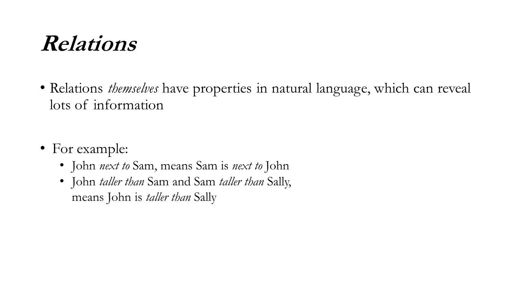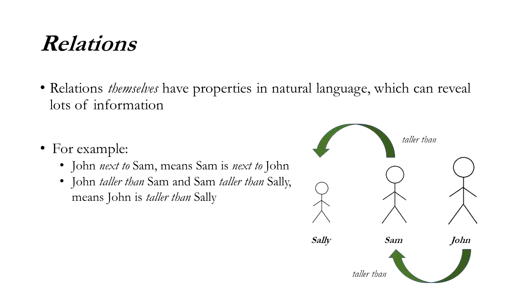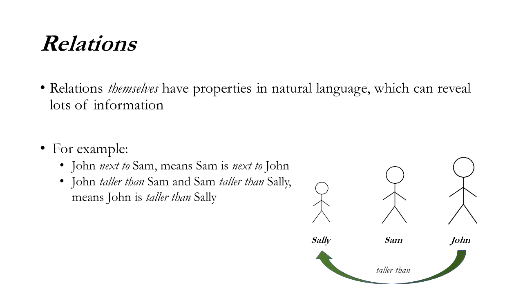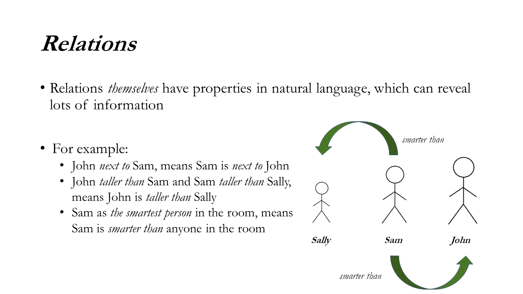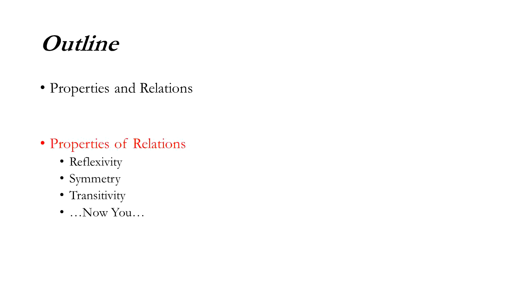Similarly, John taller than Sam and Sam taller than Sally means John is taller than Sally. Here we go. The culprits lined up, and the relationships borne out with these green arrows, taller than. Now, Sam is the smartest person in the room means Sam is smarter than anyone in the room, of course, excluding Sam himself. Here we have the culprits and the relationships borne out again by these green arrows. Now, we learn a lot.